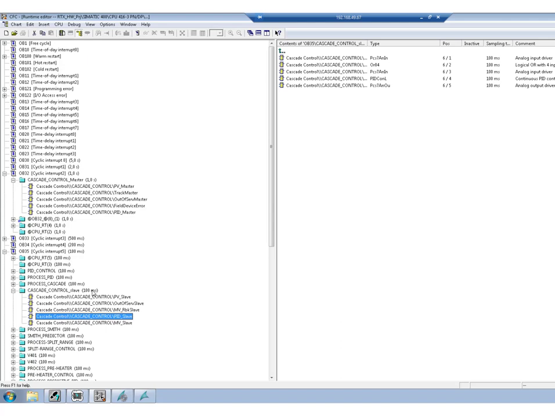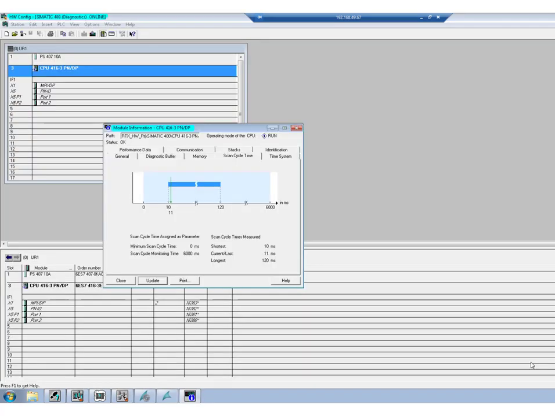fixed cycle times. What you see over here is the online variation of the varying time cycle using our emulated PLC, using PLC Sim, and you can see that the blocks using this varying time cycle run at an irregular pace. We can see over here that the shortest cycle time has been 10 milliseconds, the longest 120 milliseconds. That was probably at startup, and we set the highest cycle time at 6,000 milliseconds or 6 seconds, and this is the current or last cycle time.